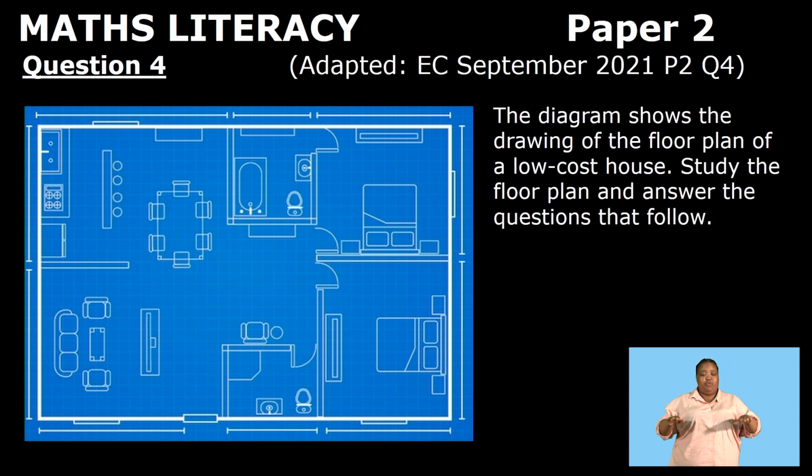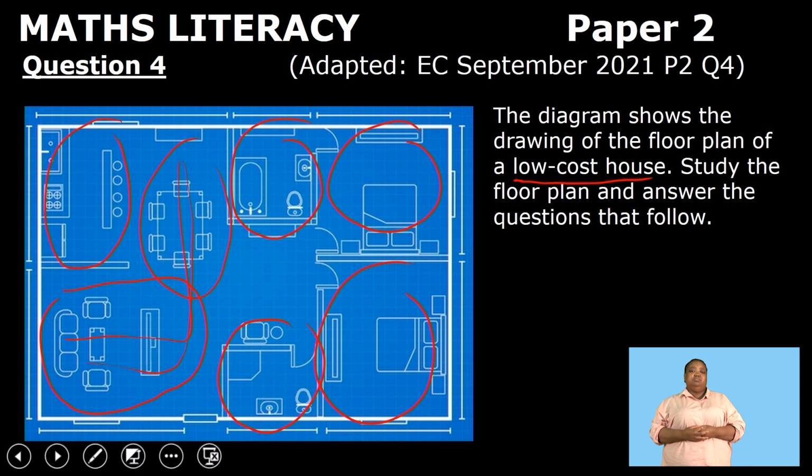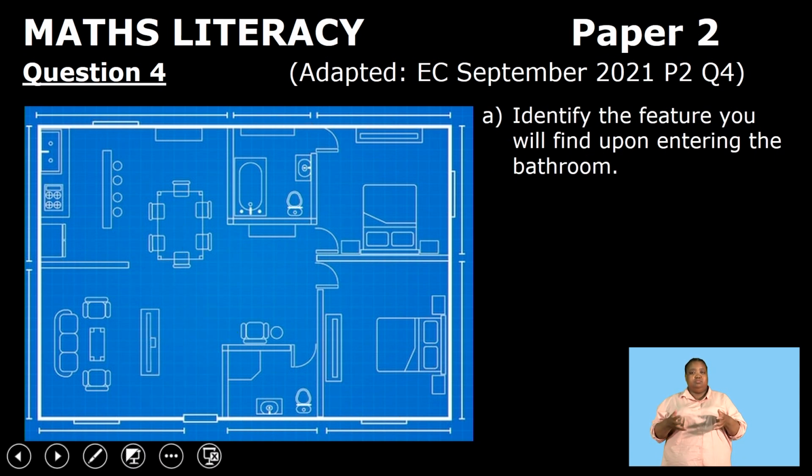The diagram shows the drawing of the floor plan of a low-cost house. Study the floor plan and answer the questions that follow. Okay, so we can see there are 2 bedrooms, 2 bathrooms, and then this will be your living area, your kitchen, and your dining area, and it's kind of open plan. Sorry for scratching. Identify the feature you will find upon entering the bathroom.